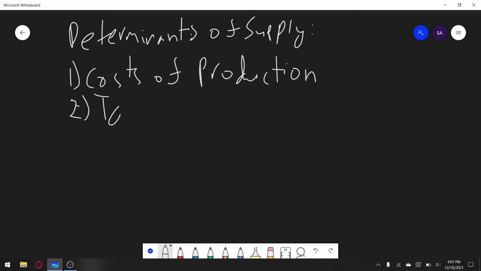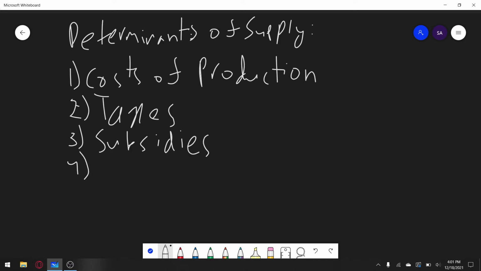And then we have taxes. Indirect taxes imposed on the supplier of a product add to the cost of production. Therefore, the imposition of taxes on a product reduces its supply, shifting the supply curve to the left. Then we have subsidies. Subsidies are a form of financial assistance from the government to help encourage output by reducing the cost of production of a firm. Subsidies are usually given to reduce the costs of supplying goods and services that are beneficial to society as a whole, such as education, training, and healthcare.